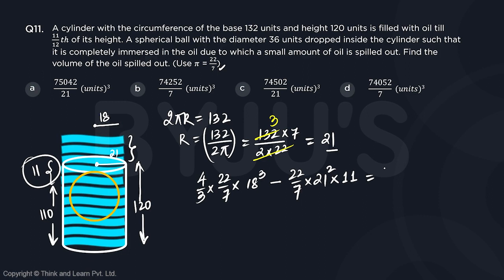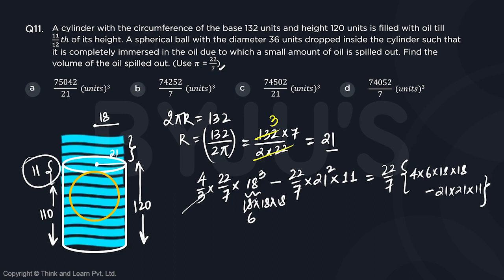So what we can do is take out 22 by 7 common. This 3 will take care of one of the 18s. So instead of 18 into 18 into 18, we will have 18 into 18 into 6 into 4 into 22. That's what we'll have. And we will have 21 into 21 into 11. So this is what it will look like: 4 into 6 into 18 into 18, because 22 is outside, and minus 21 into 21 into 11.